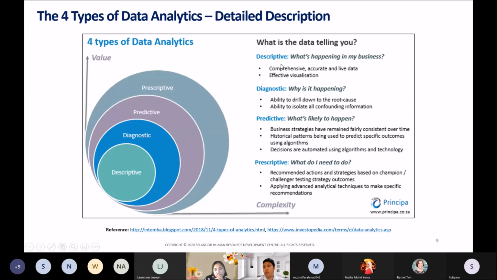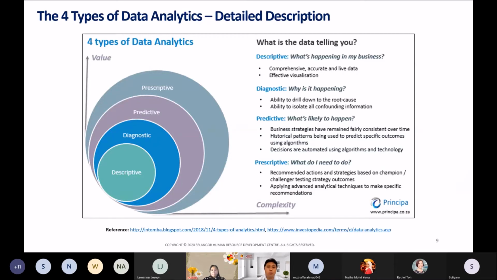So what we are trying to do is basically, descriptive analytics is to tell you what is happening in my business, right? Diagnostic is actually trying to tell you why is it happening, okay? And then predictive will talk about what's likely to happen, right? And then prescriptive will be what do I need to do, right? So all this basically will increase in complexity, right? But the value of information that you get will also increase over time, right?